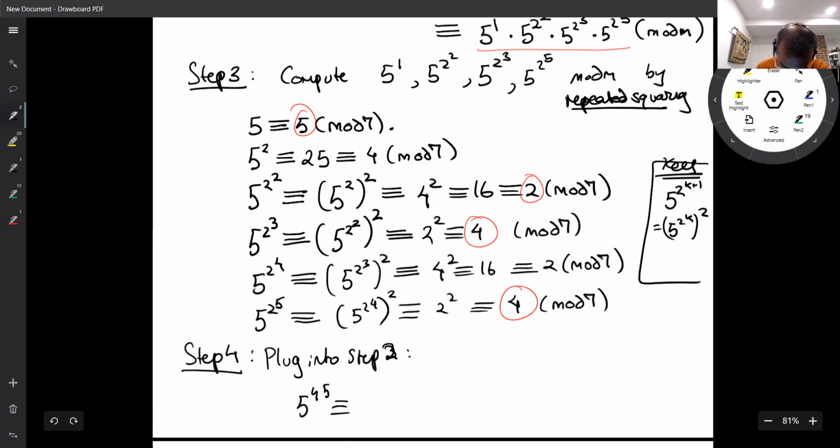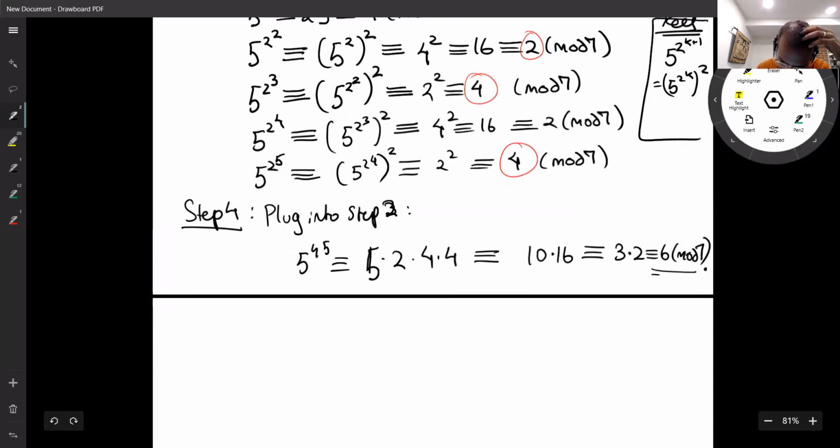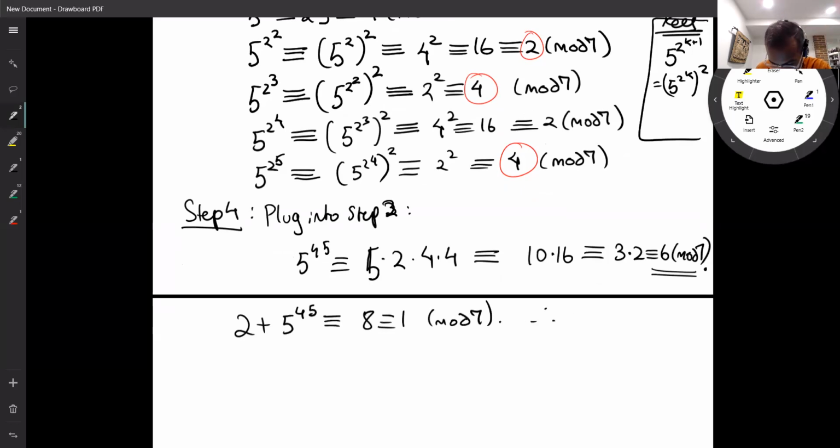So this is congruent to, sorry, 5 times 2 times 4 times 4, which is congruent to, I don't know, 10 times 16, which is congruent to 3 times 2, which is congruent to 6. And so the conclusion is that 2 plus this number is congruent to 8, which is congruent to 1 mod 7. So, I believe the way we numbered it, it's Monday. 5 to the 45 days in the future.